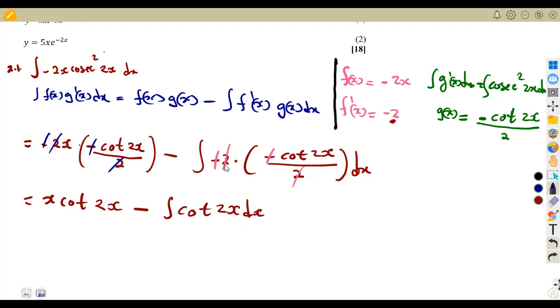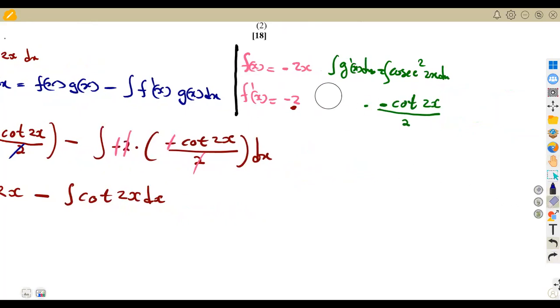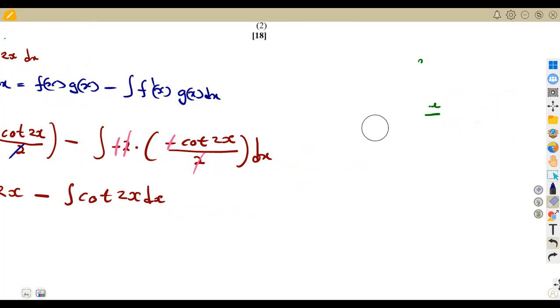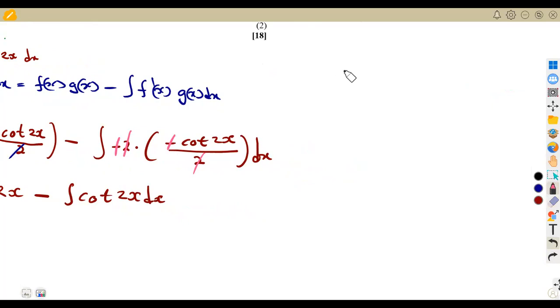All right, cot 2x is very, very possible. If you check from your formula sheet, on page number 2, on the bottom part, there is a cot. The integral of cot ax with respect to x is given as 1 over a, ln of sine ax, plus c. So I want you to check that formula on page number 2 of your formula sheet.